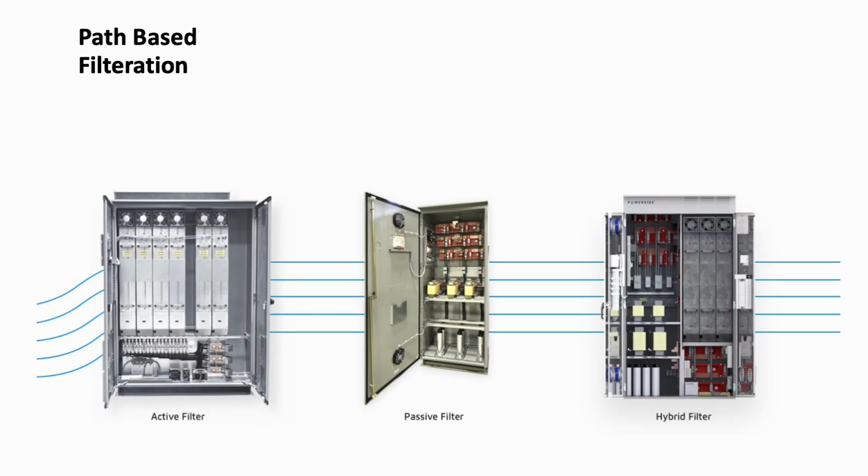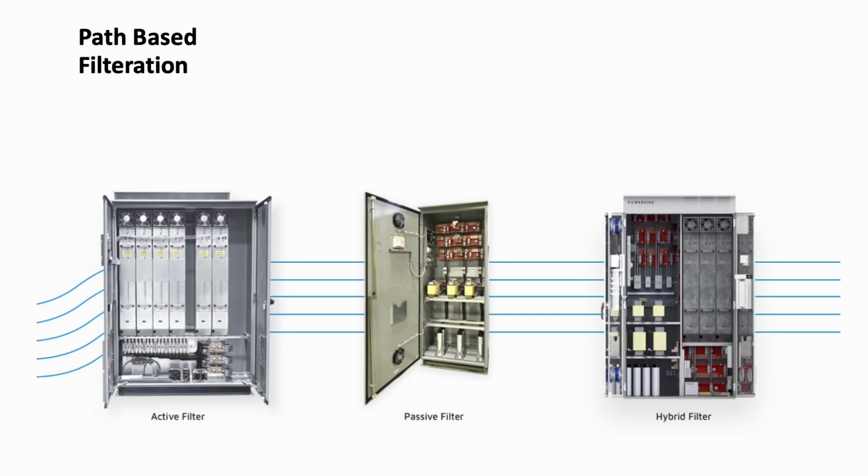They continuously sense the current waveforms, detect harmonics in real time, and inject an equal and opposite harmonic current into the system to cancel them out, just like active noise cancellation in headphones. Active filters can handle multiple harmonic orders simultaneously and adapt to changing load conditions.